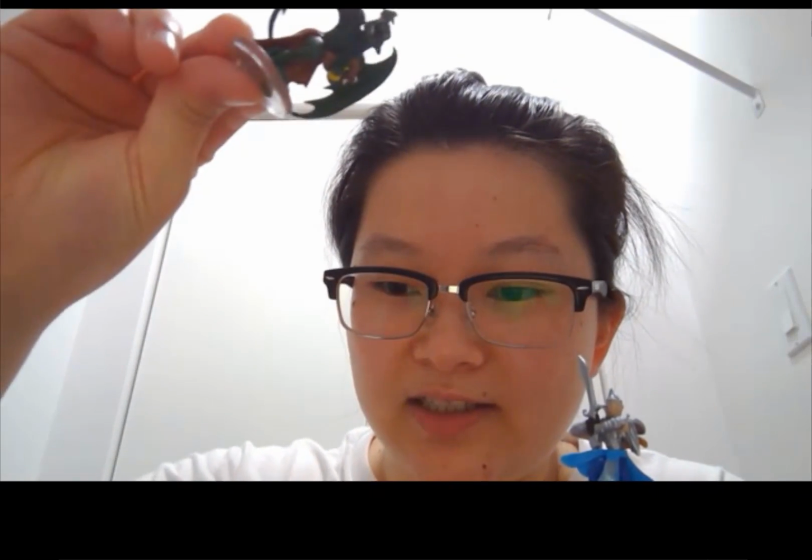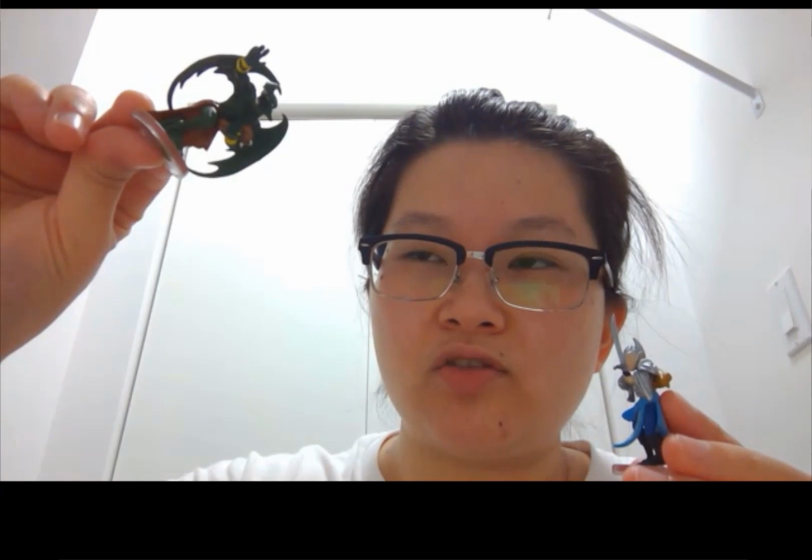Let's say we have this knight-looking guy here, Norwas, and then you have this dragon flying at a certain angle up into the sky. Then you can see that Norwas is looking at the dragon from a side view.